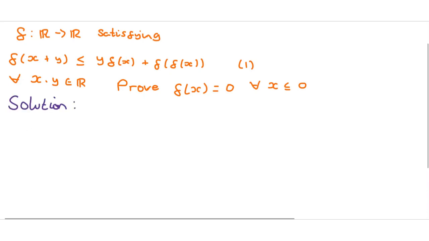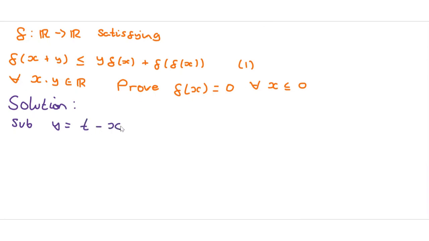Okay, so to start the solution, we make a substitution. That is y is equal to t minus x. Okay, so we've just got some new parameter t that we're going to consider instead of y, because for all the y in the reals there is some t, such that y is equal to t minus x. So we now consider how t fits into this inequality.